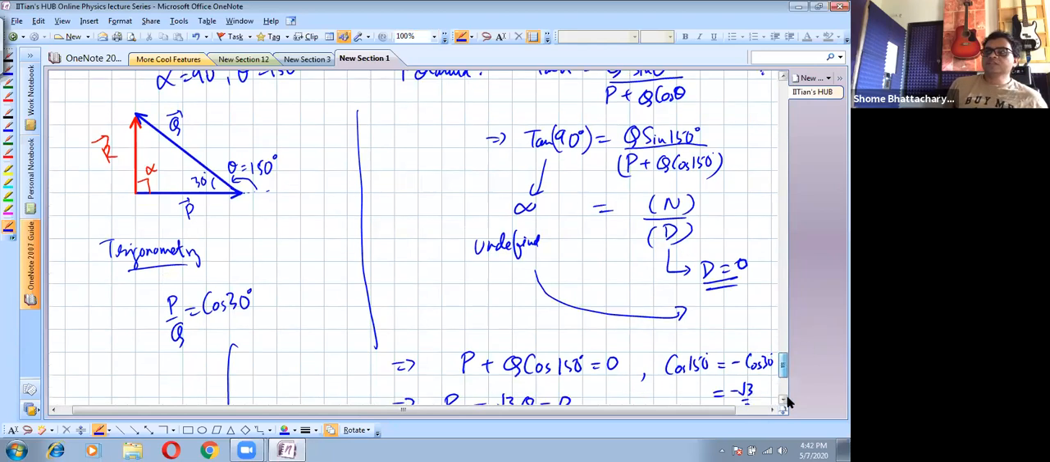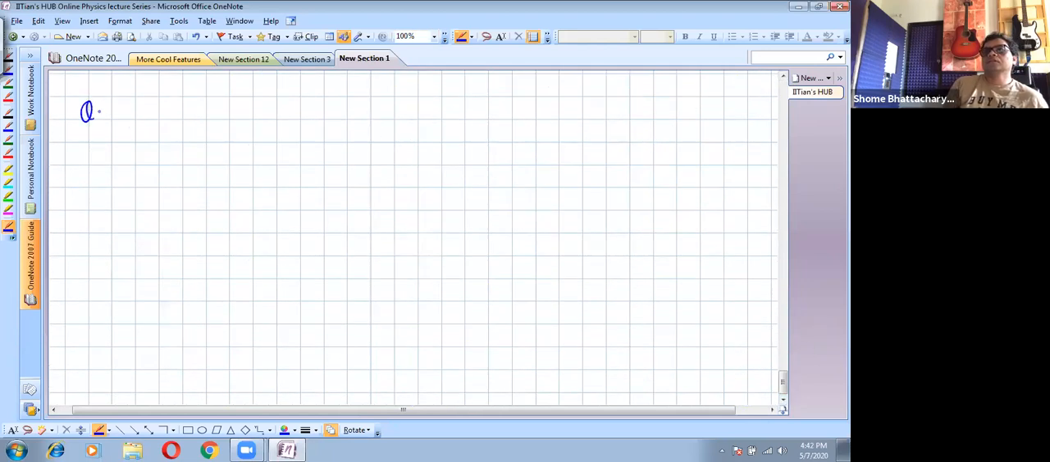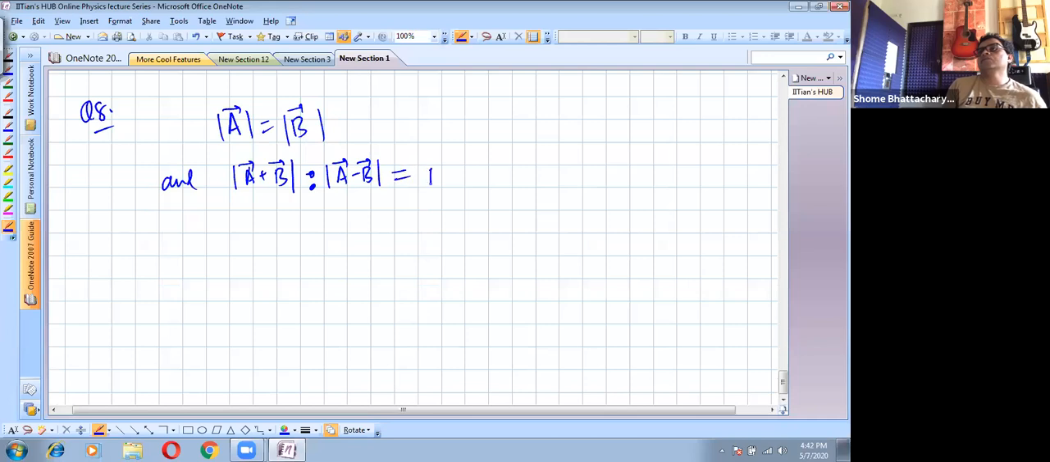So in question 8, what is given is that the magnitude of A is equal to the magnitude of B, and the ratio of the magnitude of A plus B to the magnitude of A minus B is 1:√3. From this we have to find theta, the angle between A and B. It's a very simple case of substitution.